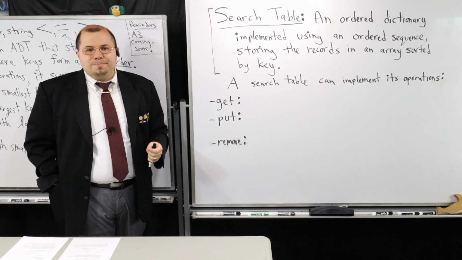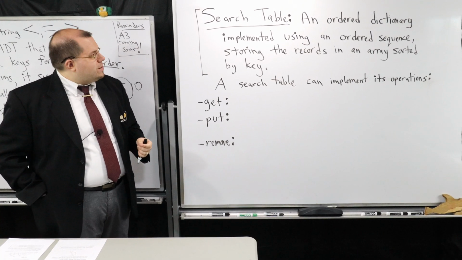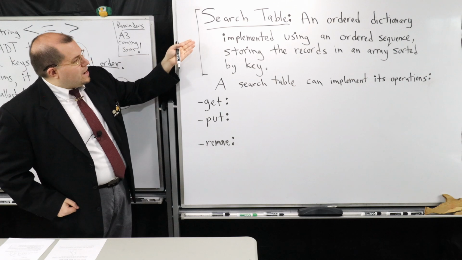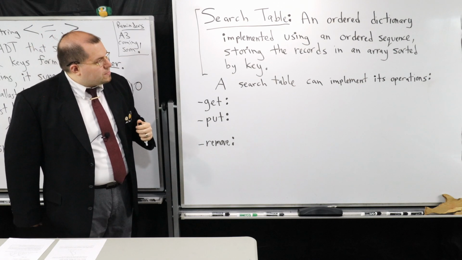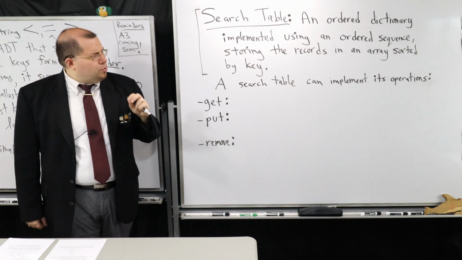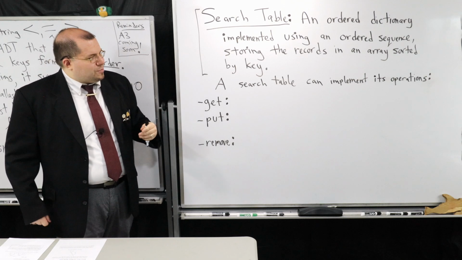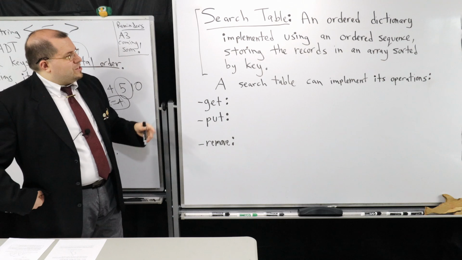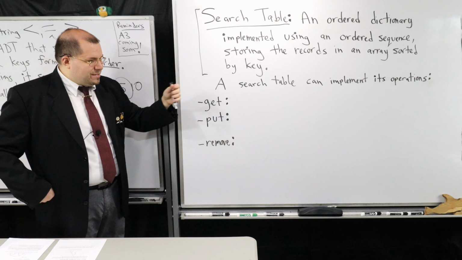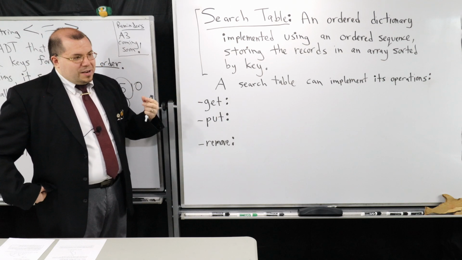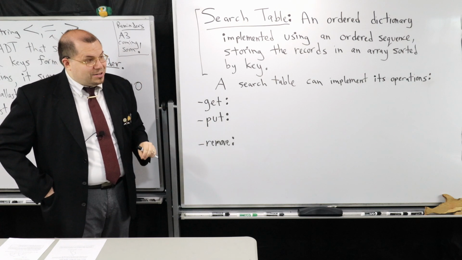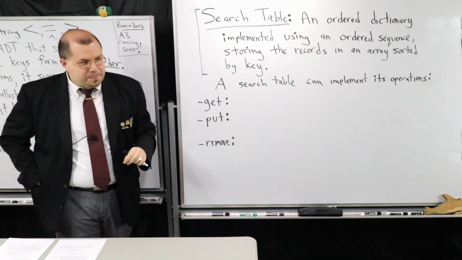A very simple way of implementing an ordered dictionary is using what we sometimes call a search table. This is simply an ordered sequence, where you can store the records in a sorted array, like we talked about before. So we sort all the records in this array by key. Or if, for example, you're using a vector or anything like that, you can index directly into it instantaneously.